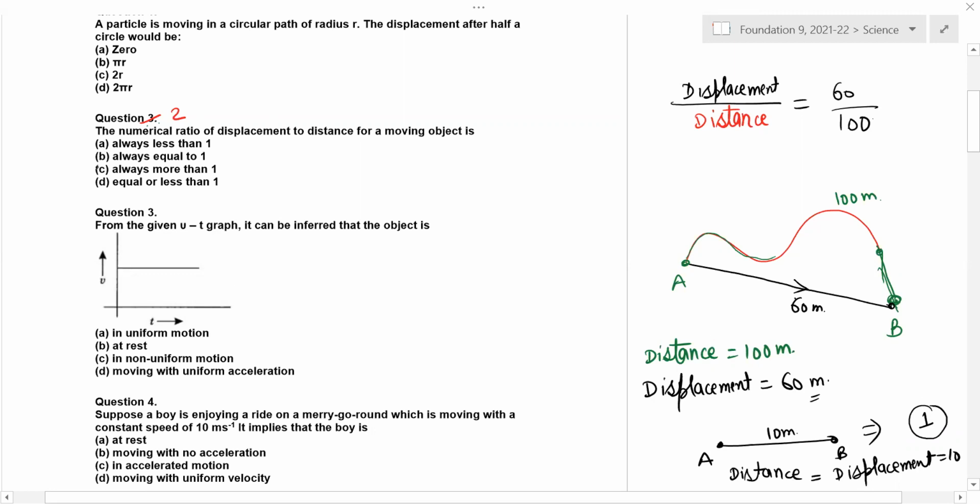So we will see the appropriate option. Always less than 1. Is it true? Is it always less than 1? No, sir, it is equal or less than 1. Always equal to 1, that is also not possible. Always more than 1, never. Equal or less than, yes. So this situation is correct, option D. Akshit, Babu, you are able to understand?